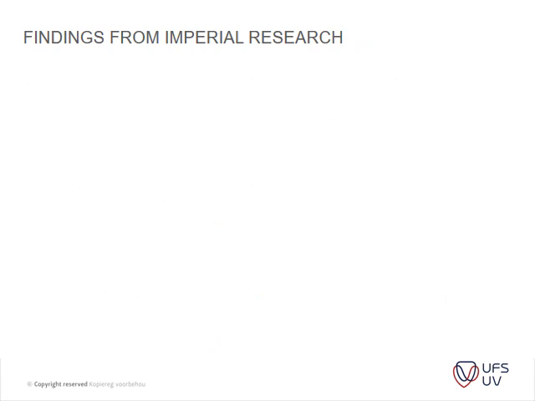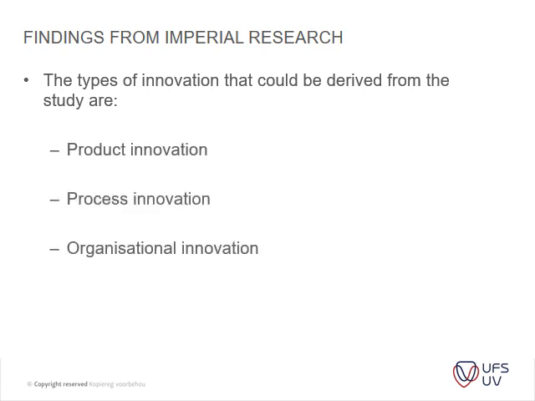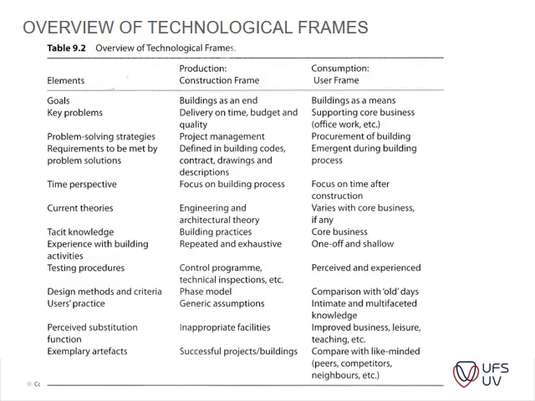Okay, then findings from the empirical research was the types of innovation that could be derived from the study are product innovation, process innovation, organizational innovation, and then marketing innovation. Okay, fairly straightforward. Then I want you guys to have a look at this table. This is a very important table for me.